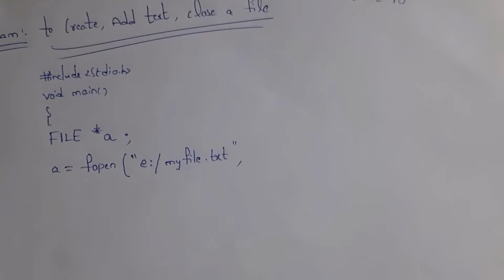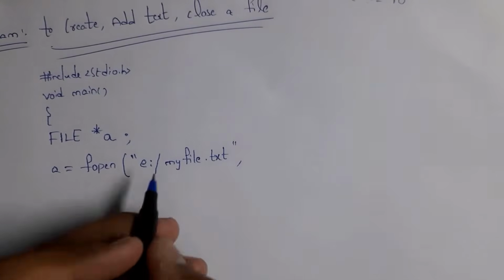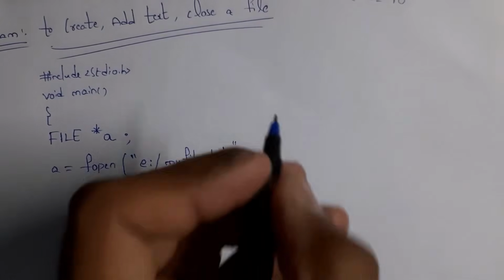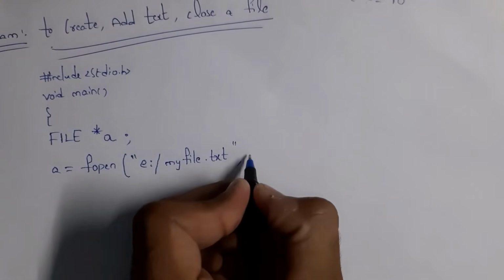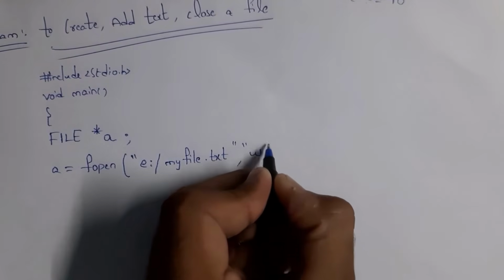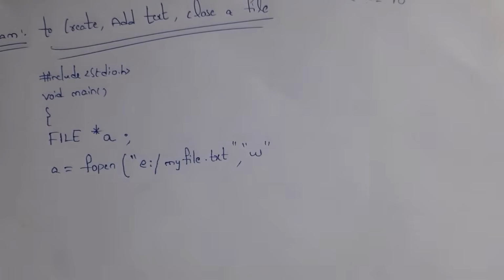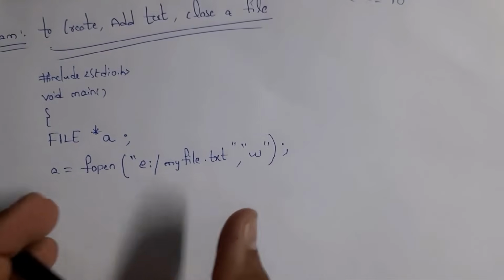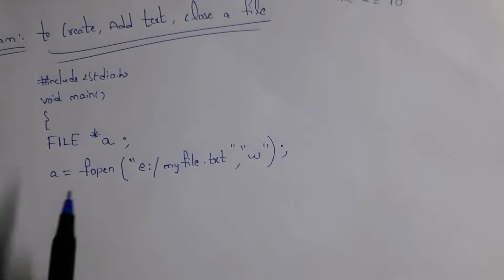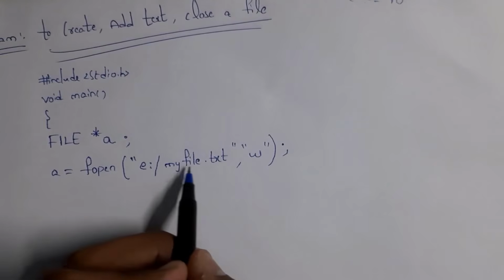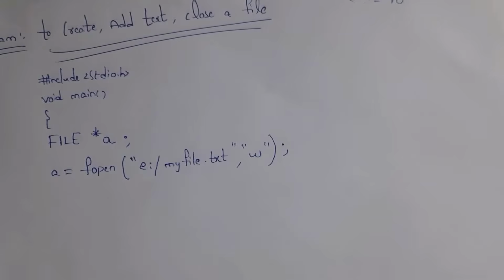I want to add some information to this file myfile.txt. For that purpose I need to use a mode, that is write mode. By using write mode, we can add any information to the file, semicolon. Whenever you write this line of code, this fopen function will create the myfile.txt text file in local disk E.